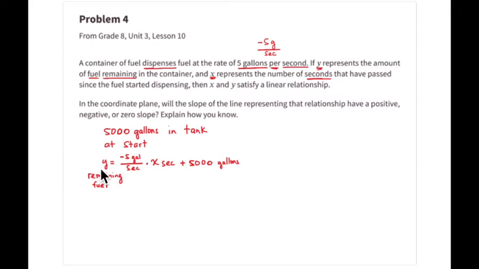So y, the amount of fuel that remains, is that -5 gallons per second. So 5 gallons are leaving every second times the number of seconds. So over time, it's 5 gallons per second that's leaving. So you have to multiply it by the number of seconds that you've allowed that fuel to leave the tank. Remember, you have to add the 5,000 gallons on to the end because that's the amount of fuel that started. Then you're going to take this amount, that's going to be taken away from what you started with to get how much fuel remains, because y is the remaining fuel.